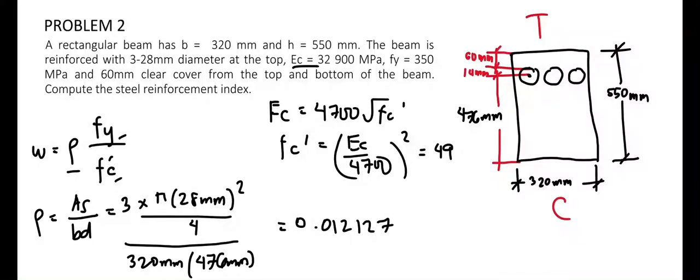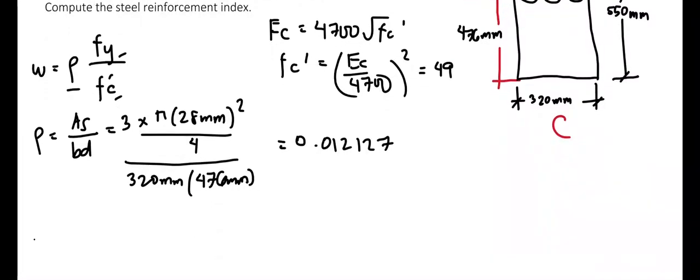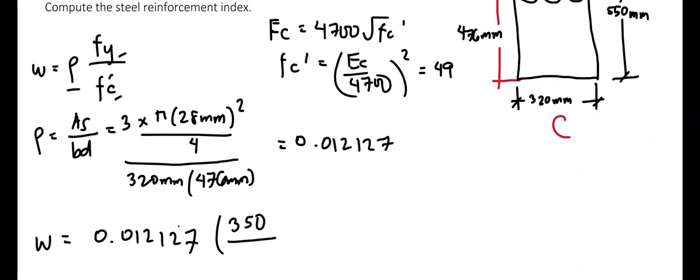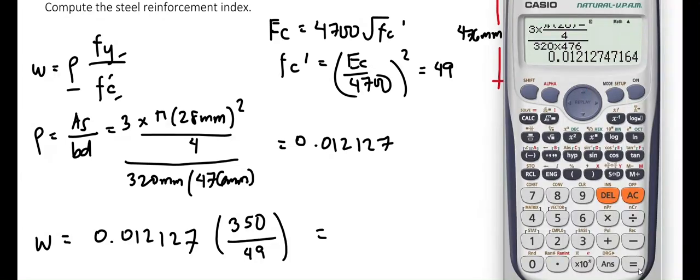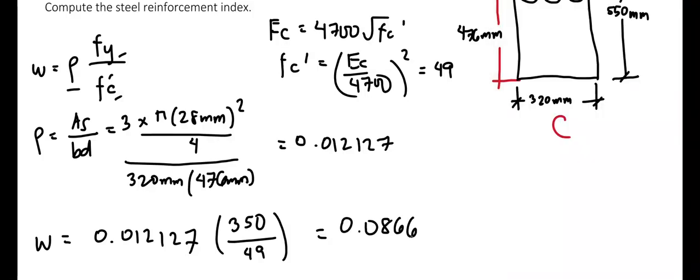Now we plug in the known values. We have omega equals rho of 0.012127 times fy, that is 350, over fc prime, that is equal to 49. And the value for the steel reinforcement index, that is rho times fy of 350 divided by fc prime, that is 49, we get a value of 0.0866. And this is our final answer.